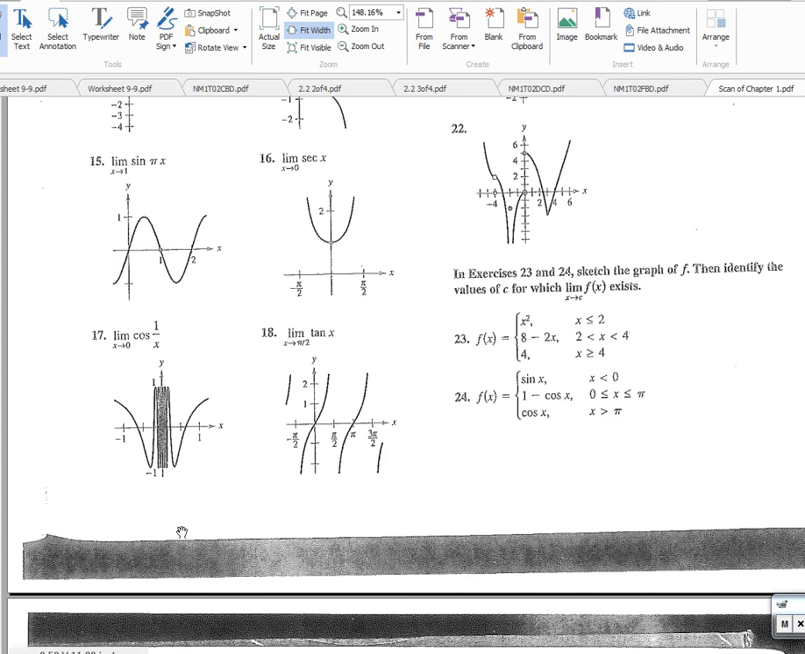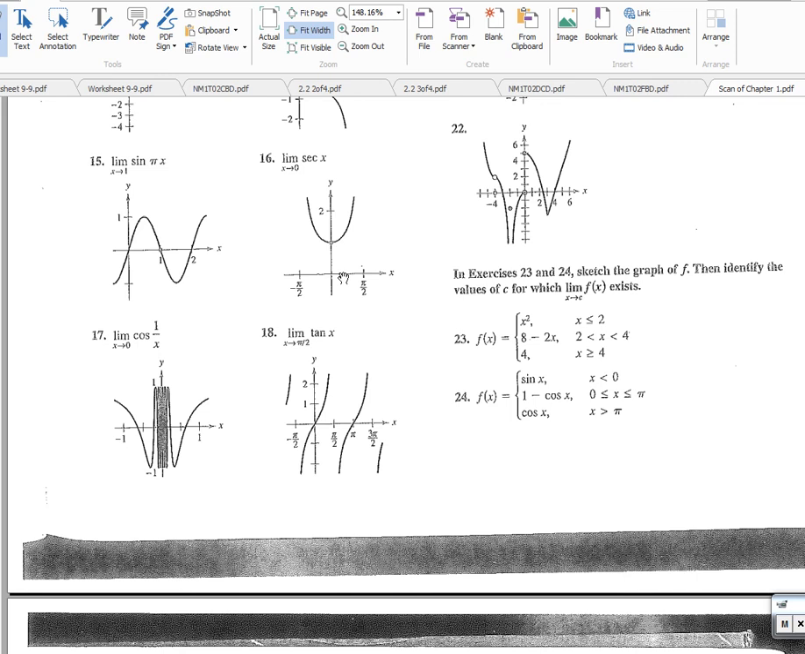Okay? Let's take a look at this one. This last one, 18, tangent of x. The limit as x approaches pi over 2 of tangent of x. As we get infinitely closer to pi over 2, we just keep going off to infinity or to negative infinity. We can't even get to the same infinity. We're going in different directions.